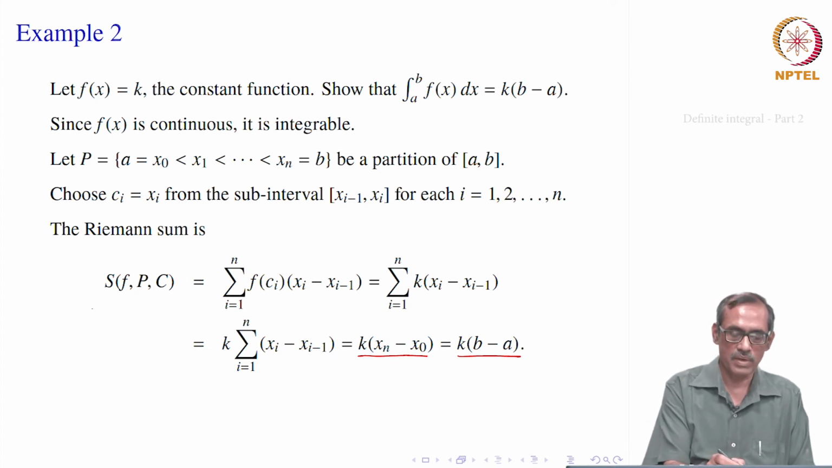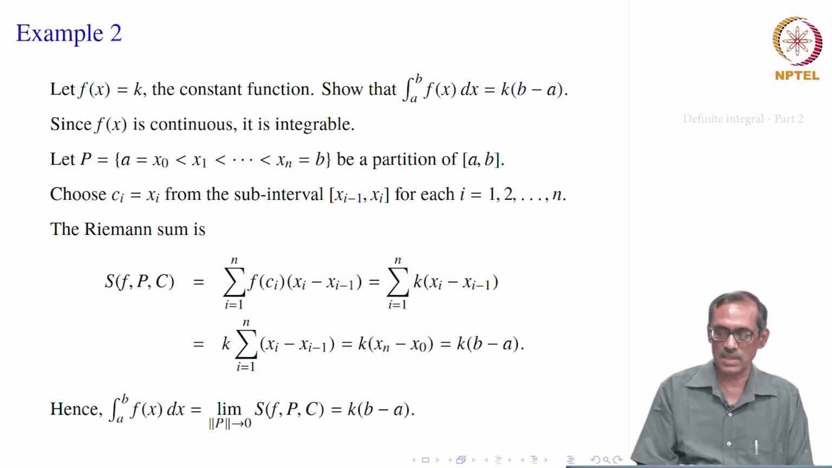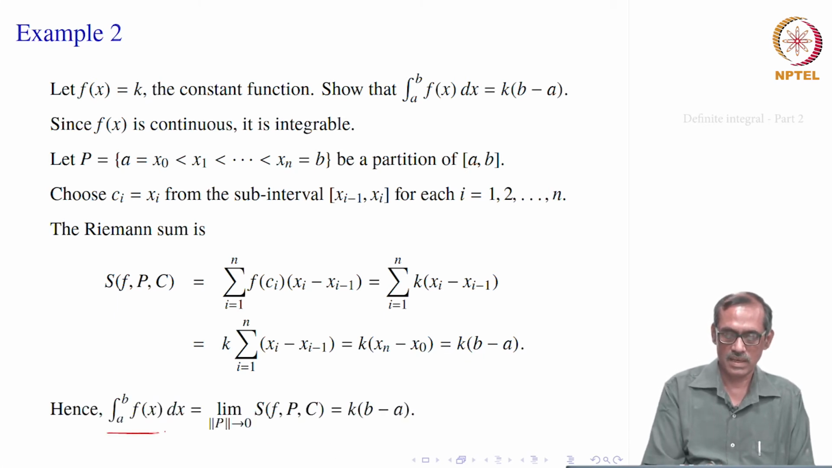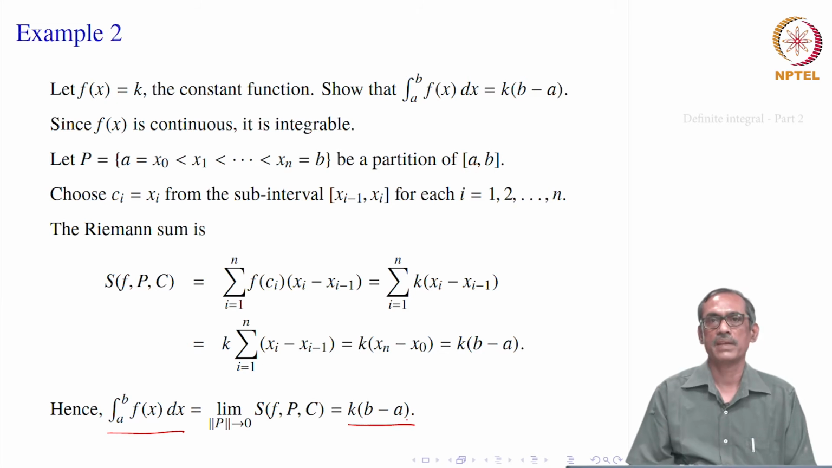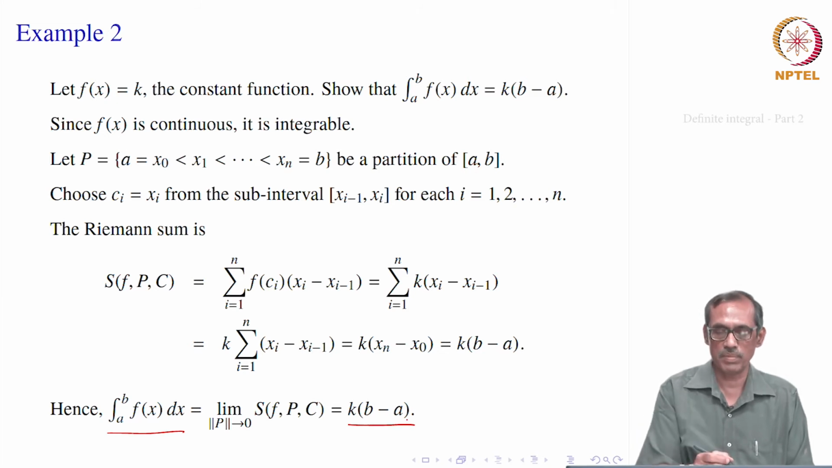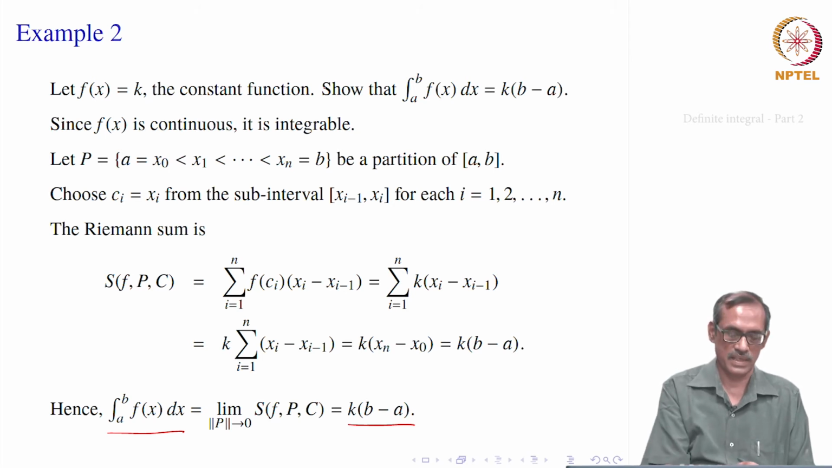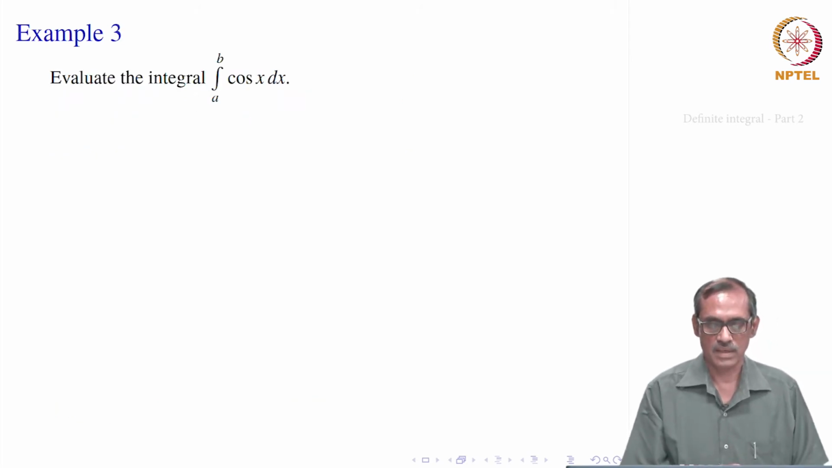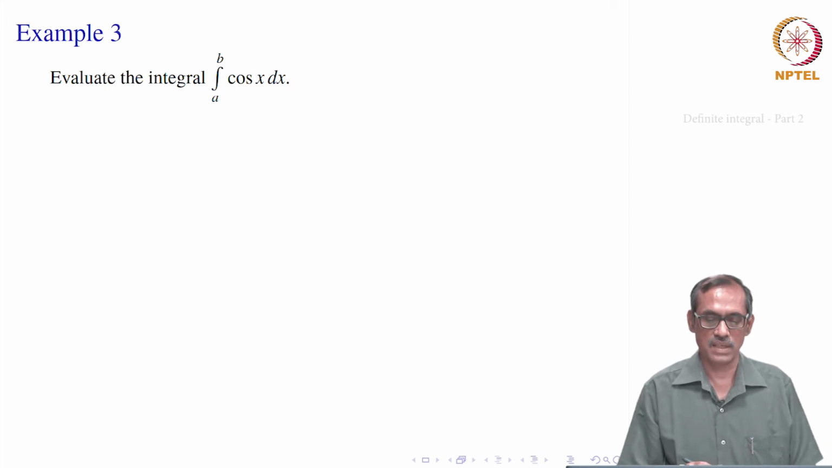Therefore, when you take the limit of this where norm p goes to 0, it will again be that constant. So, we get the integral equal to k into b minus a. That is simple, a verification of our definition for this easier case. Okay, so let us take a not very easy case.